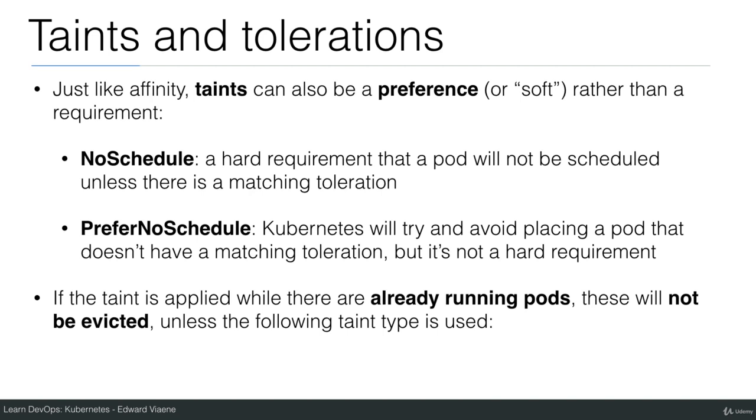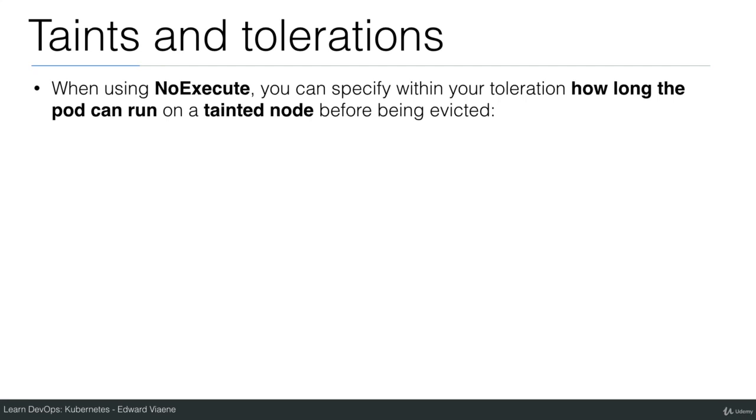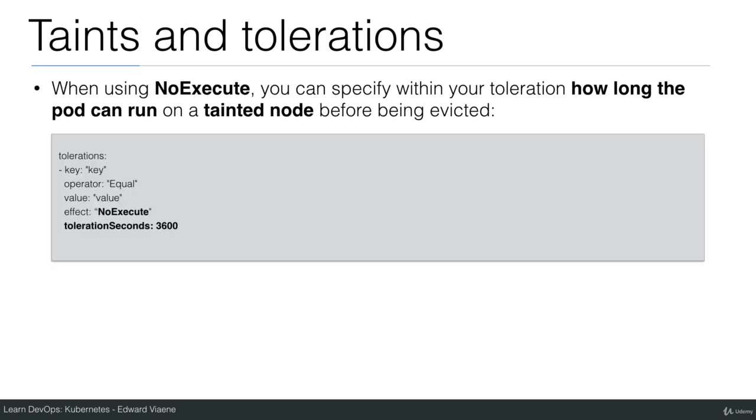If the taint is applied while there are already running pods, these will not be evicted unless the following taint type is used. NoExecute will evict pods with non-matching tolerations. So if you apply a taint using the type NoSchedule, then currently running pods will not be evicted. If you use NoExecute, then pods that are already running will be evicted. When using NoExecute, you can specify within your toleration how long the pod can run on a tainted node before being evicted. Let's say you have a pod with the following toleration. It's the same as the previous toleration, but here the effect is NoExecute and the tolerationSeconds is 3600.